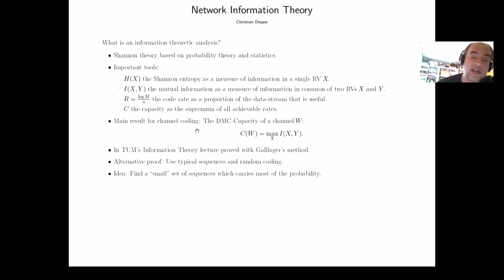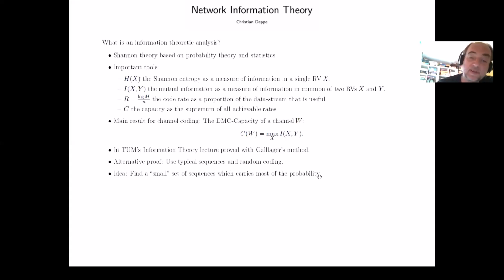So the main result for channel coding is the DMC capacity of a channel W. The capacity of W is the maximum over all input distributions of the mutual information between the input and the output. In the information theory lecture, it was proved with Gallager's method. We will see that there is another proof. It's done with typical sequences and random coding. And the idea is to find a small set of sequences which carries most of the probability and use it for coding.